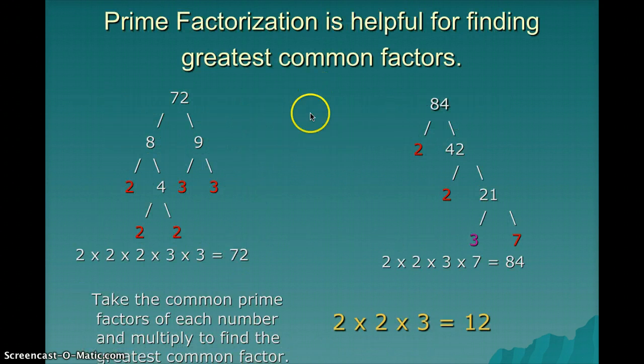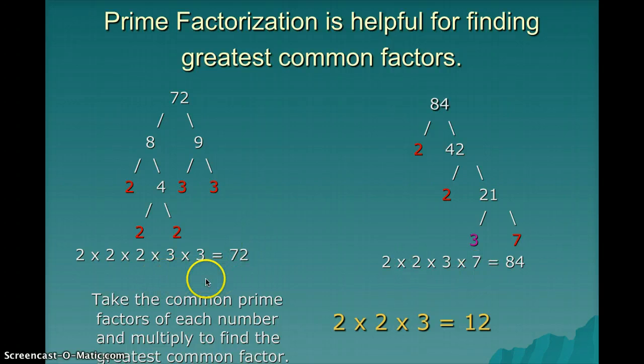Or you could do it by using prime factorization. So you remember, you break it down the same. So the prime factorization of 72 is 2 times 2 times 2 times 3 times 3, which is 72. Here's your factor tree for 84. The prime factorization is 2 times 2 times 3 times 7.